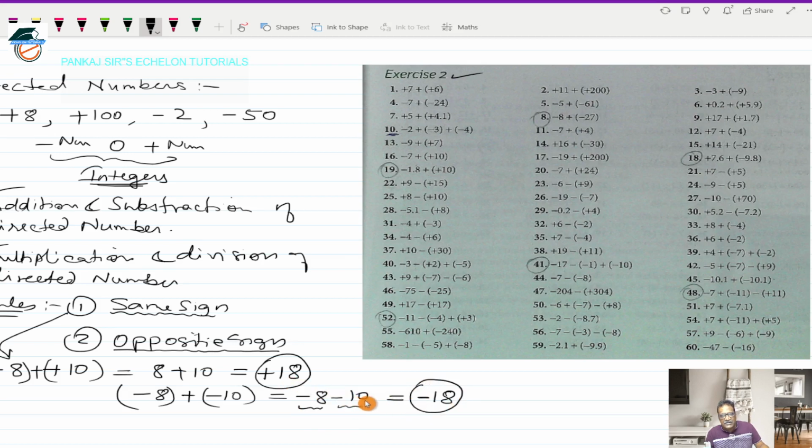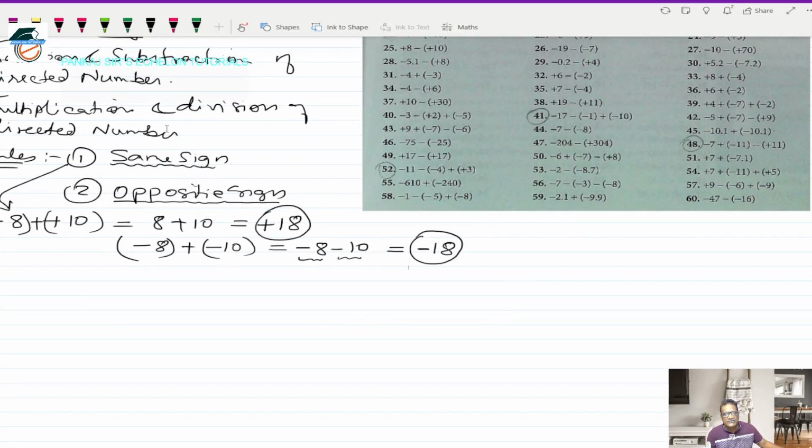So I hope this rule has been understood by you. This was the rule for the same sign directed numbers. Now I'll show you the rule for opposite sign directed numbers. Now let us take an example of a plus 8 and a minus 10. If I want to add these two directed numbers, first of all, if I remove the bracket, it can be written as plus 8 minus 10, right?